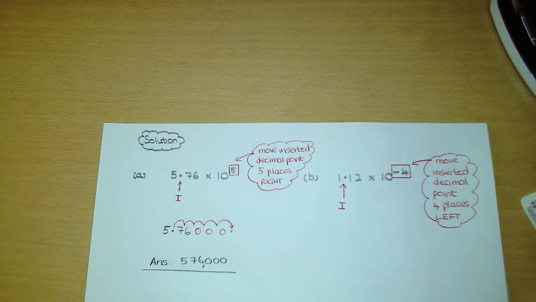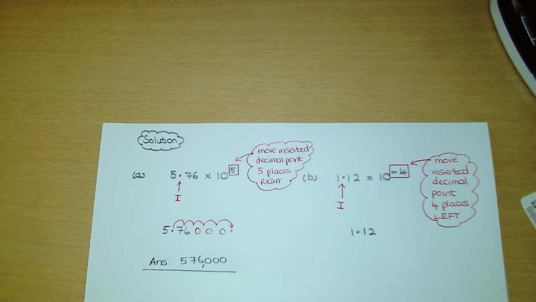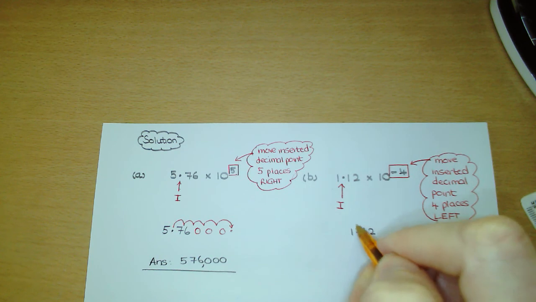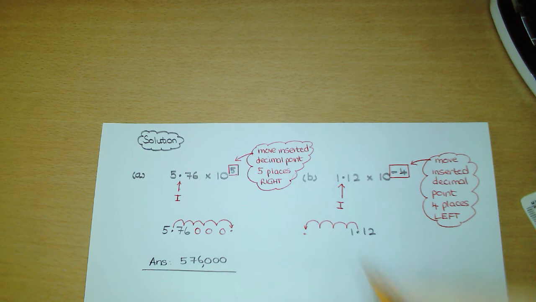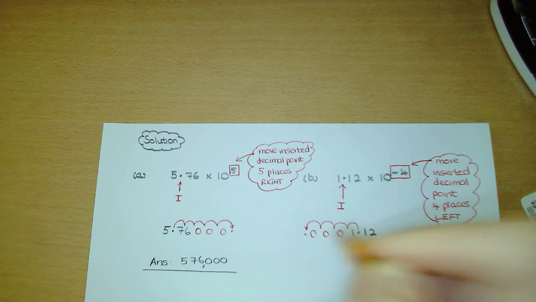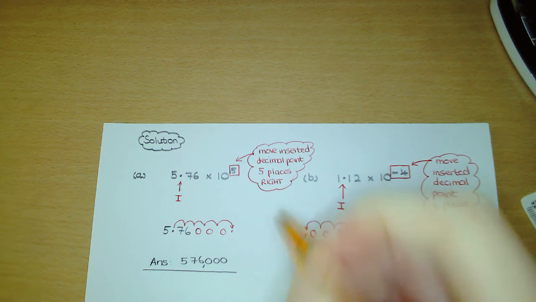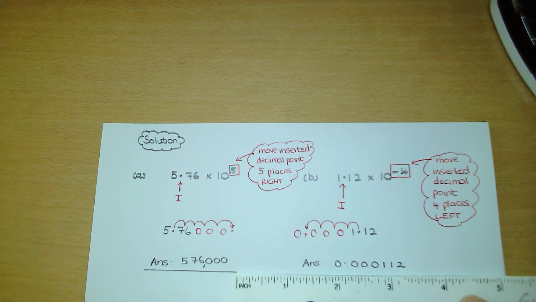So we've got 1.12. So that's our inserted decimal point. We're going to move it 4 places left. So there's 1, 2, 3, 4. And we're going to finish there. So underneath all the humps, fill them in with zeros. 1, 2, 3. And because that's where the original decimal point is, we need to put a 0 in the units column immediately before it. And then write it out. So our final answer is 0.0000112. So that was what the number used to be before we put it in standard form.